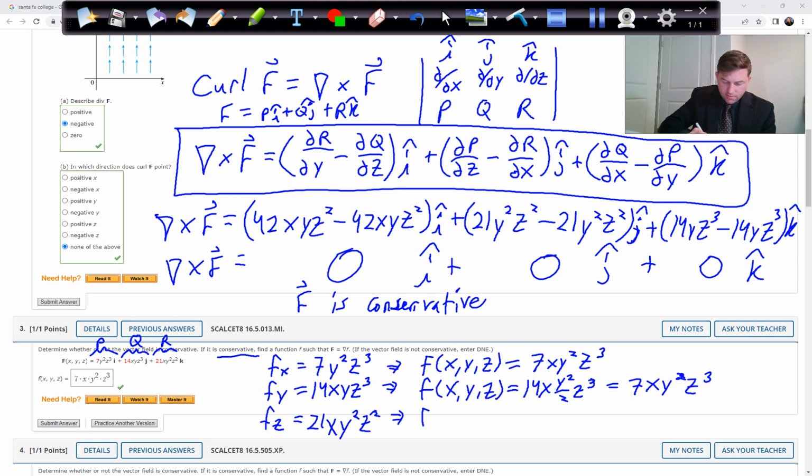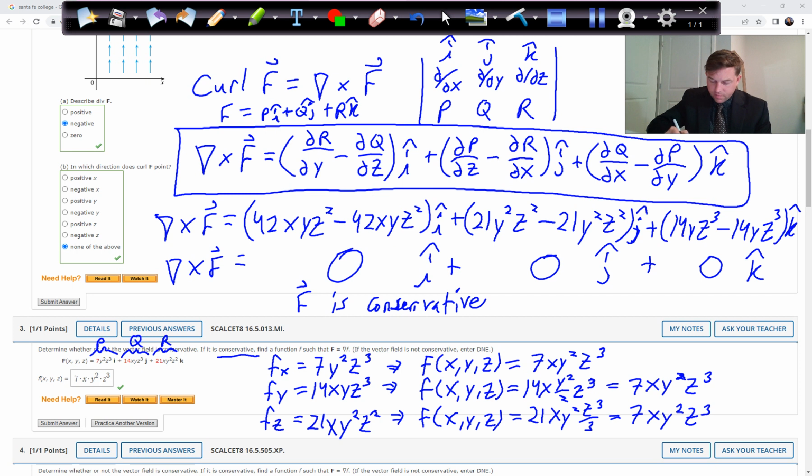That implies that if I take an integral with respect to just z now, it's going to be 21xy squared z cubed over 3. So the antiderivative of z squared is z cubed over 3. Bring the 1/3 out, we're going to get 7xy squared z cubed. And so we basically have all three equations are the same, so that is the function that we're missing.